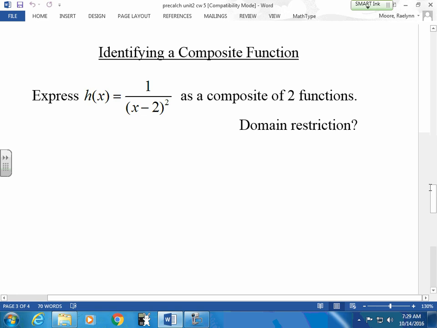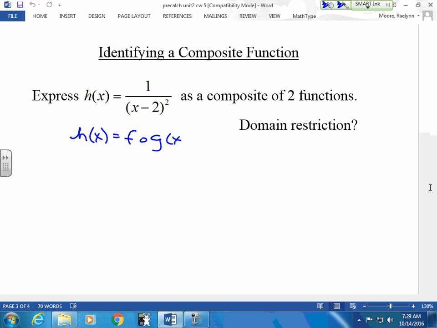This h of x came from two functions that we did this. See if you can come up with something that will give me a function f and a function g, that when I do f of g of x, I get this result. There's more than one way to do this. I want you to think about it for a minute.